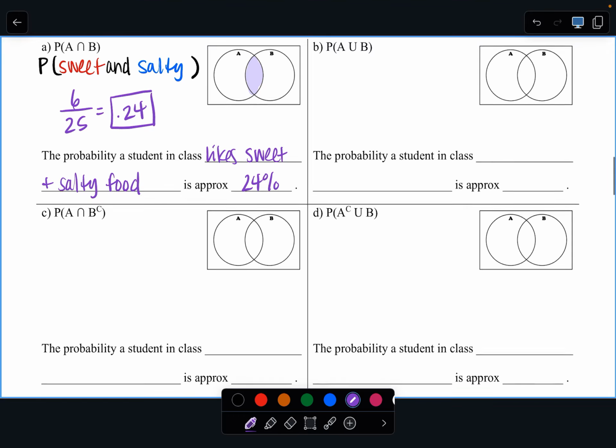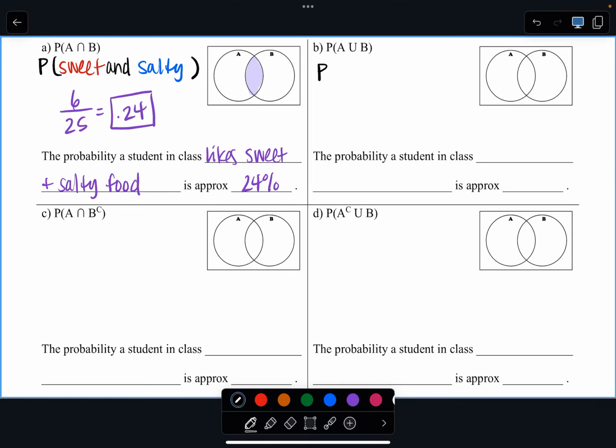Now for my or, we have the probability of, we want sweet or salty. And we said that the or was going to be A by itself, so everything over here, A overlapped with B and all of B.